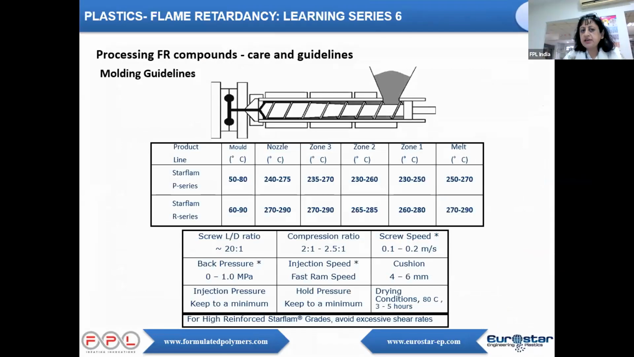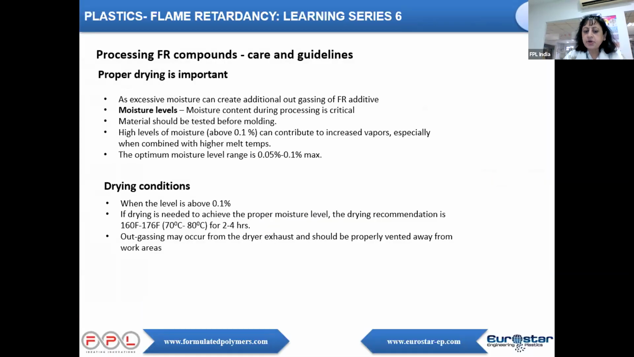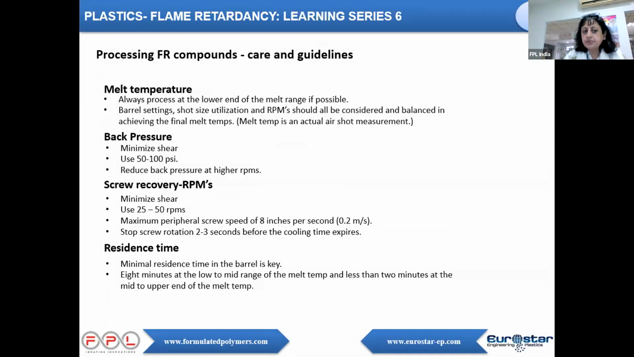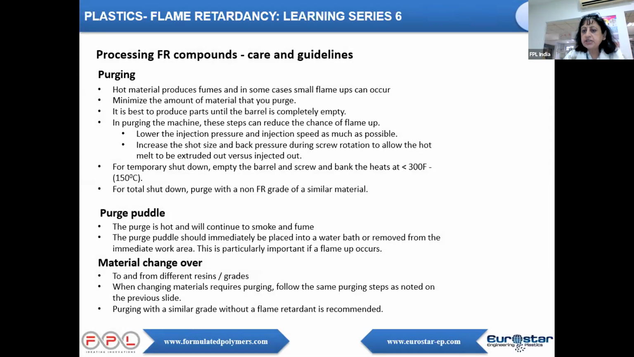Then this is on processing FR compounds, care and guidelines. Here we briefly mention the Starflame P series and the Starflame R series. What are the processing temperatures for the Starflame grades? Then proper drying is important, and the drying conditions. Then processing FR compounds: melt temperature, back pressure, screw recovery, and residence time. Then purging, purge puddle, and material changeover.